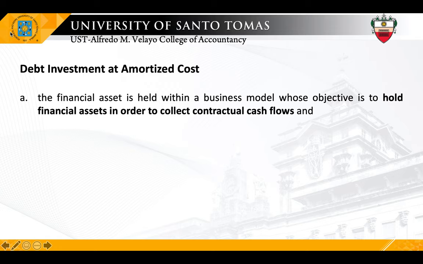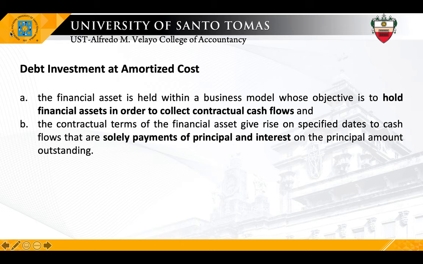The financial asset is held within a business model whose objective is to hold financial assets in order to collect contractual cash flows. So that is the business model. And the contractual terms of the financial asset give rise on specified dates to cash flows that are solely payments of principal and interest on the principal amount outstanding. So basically, the intention of the company is just to collect contractual cash flows. And the contractual cash flows are the principal and interest.